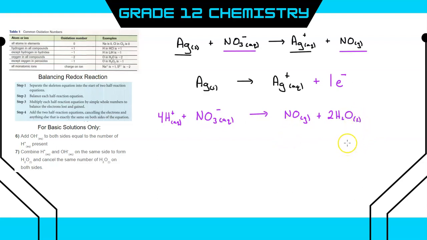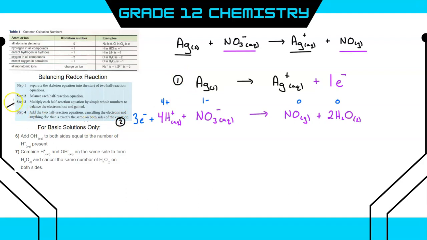Next, we need to balance charge. Okay, so in our products, it looks like we have a total charge of 0. And in our reactants, we have 4 positive charges and 1 negative charge. So that's a total charge of 3 positive. But I want it to equal 0 because we don't have any charges over here. So since we have 3 positives, I'm going to add 3 electrons to balance those charges. All right, so now we have our 2 half reactions and both of them are balanced.